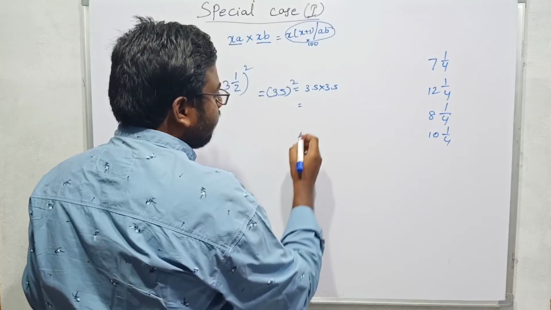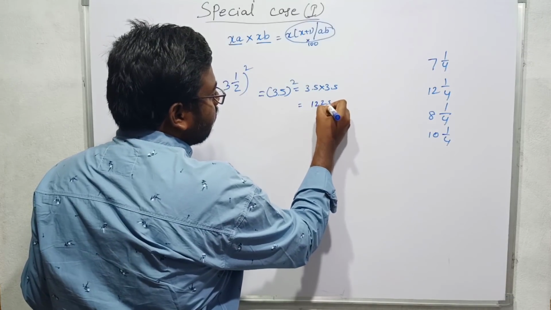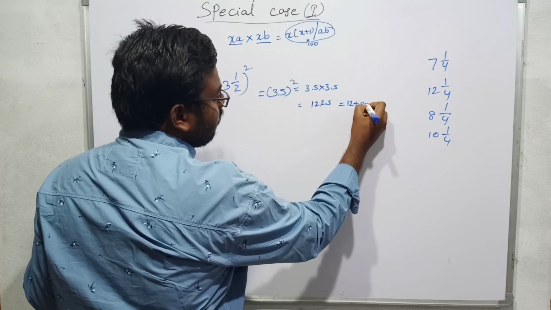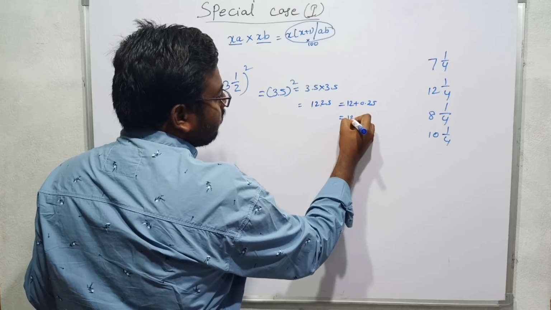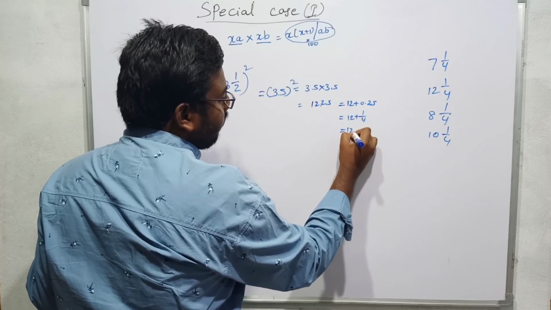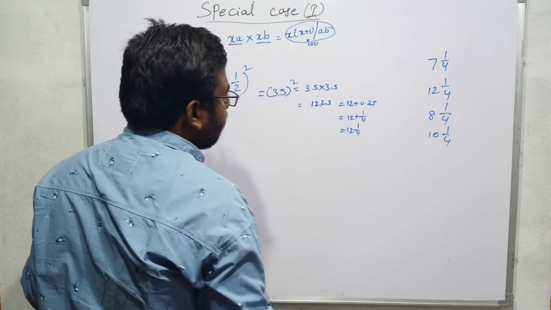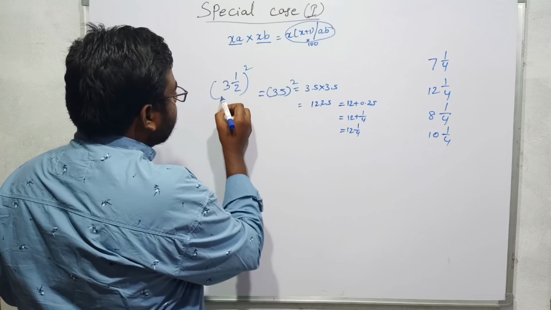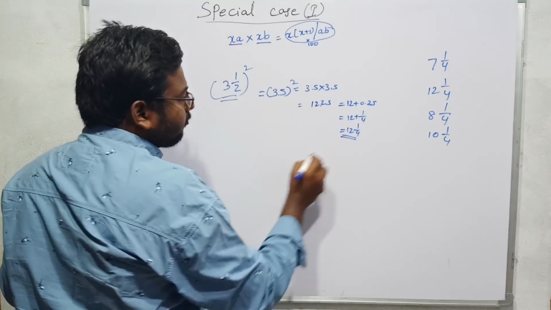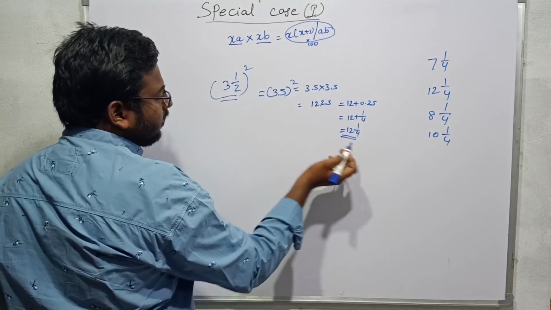35 into 35, the square is 1225, and the point will come up to here. This I can write as 12 plus 0.25. This 0.25 is nothing but 1 by 4. 12 plus 1 by 4 I can write as 12 1 by 4. What I observed clearly is that for 3.5 square, 12 1 by 4 is the answer, where this 12 came from 3 into 4, which is nothing but 12.